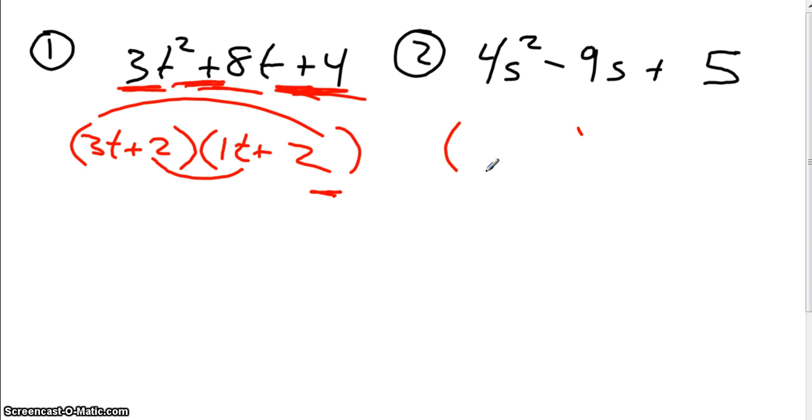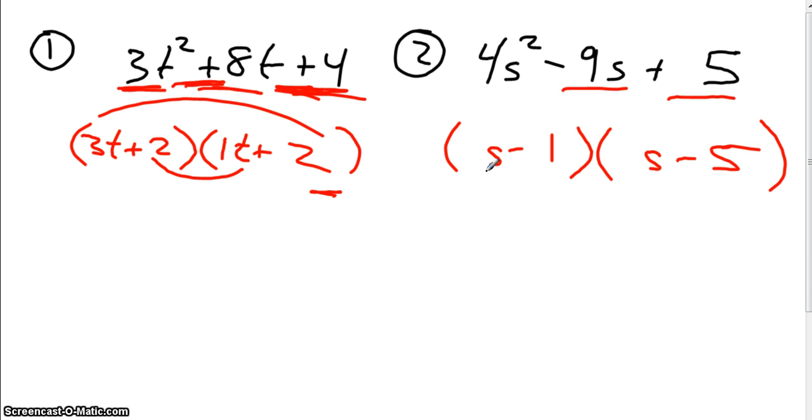Let's try it again. This time we have a positive c, but the middle is negative. So what does that mean for the signs? Both are negative. Okay, and so the interesting thing is, which number is prime, A or C? So we could go fill that in first. And now we know these first terms both have 5s. The question is, do we use 4 and 1, or do we use 2 and 2?